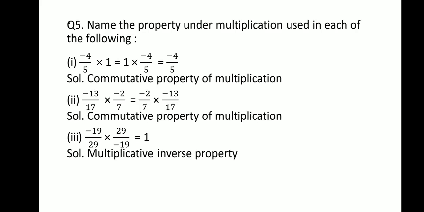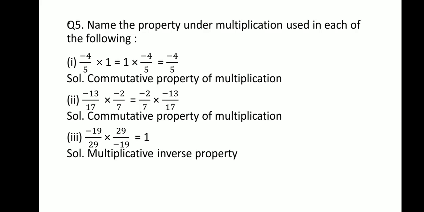Now here in this part I also want to add that along with the commutative property of multiplication, we have studied about multiplicative identity. What is multiplicative identity of rational numbers? 1, as it was being told in the very first lecture. So here it can be multiplicative identity also. Okay, so this question has two answers, like commutative property of multiplication, or it can be multiplicative identity.